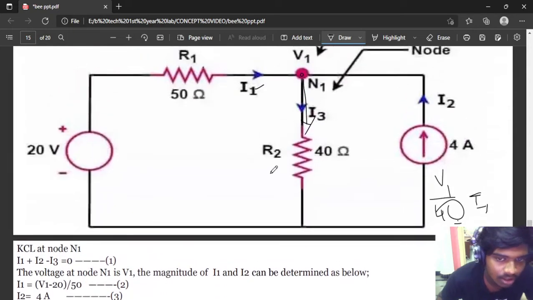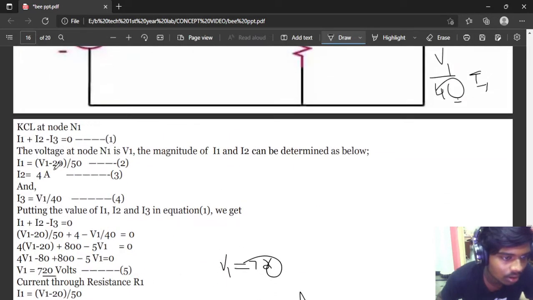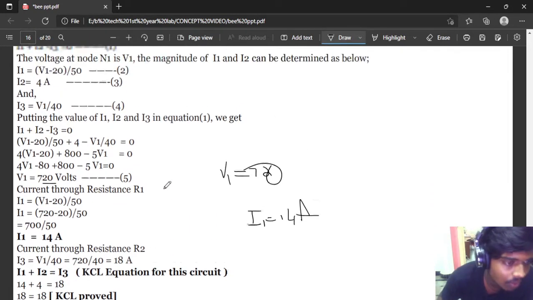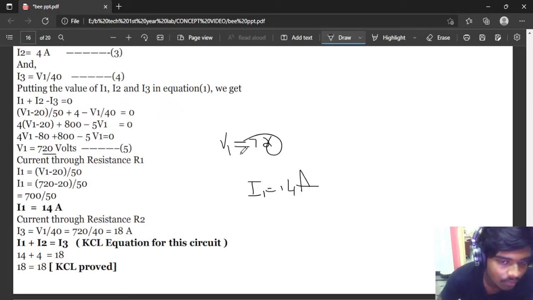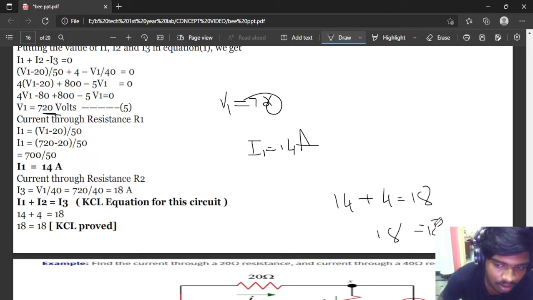Current through the resistor R2, that is the 40 ohms: I3 is equal to V1 by 40. We know the V1 value is 720. By substituting, 720 by 40, we can get 18 amperes. And I1 plus I2 equals I3. That is, the KCL equation is verified. 14 plus 4 equal to 18, 18 equal to 18. Hence, the KCL is proved. That is, the current entering the node is equal to the current exiting the node.